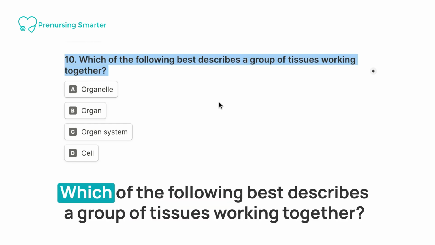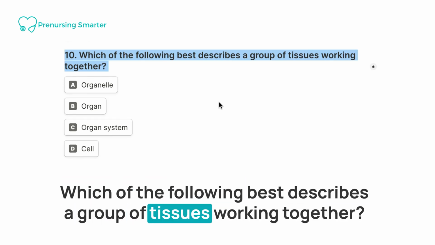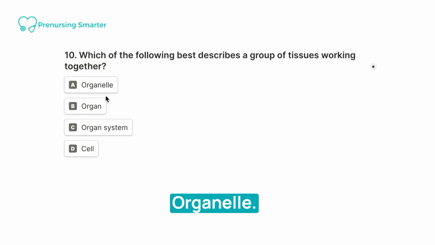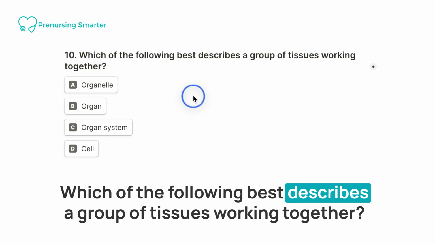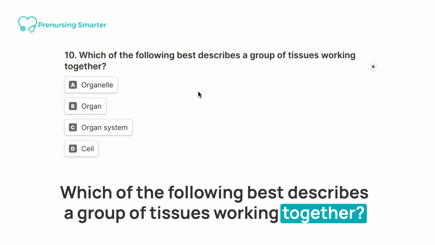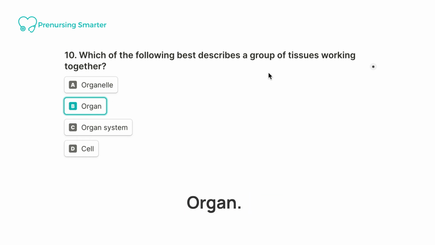Question 10. Which of the following best describes a group of tissues working together? A. Organelle, B. Organ, C. Organ system, or D. Cell? Which of the following best describes a group of tissues working together? The answer is B. Organ.